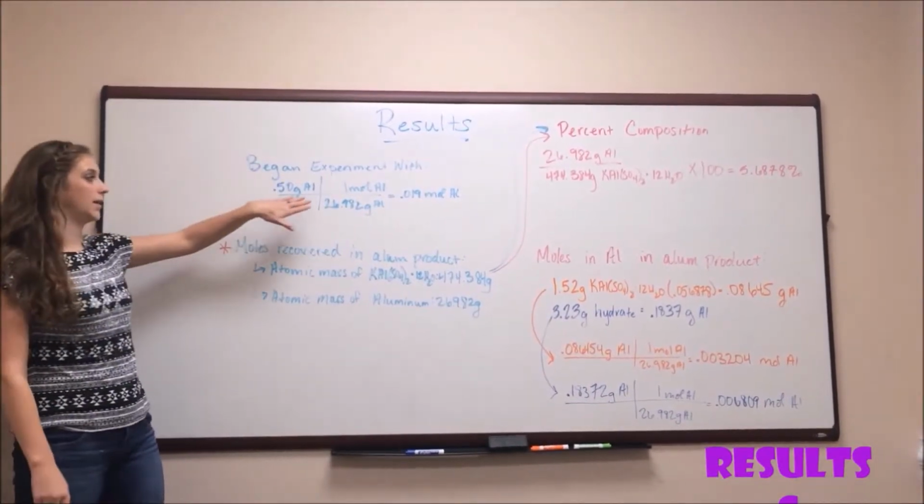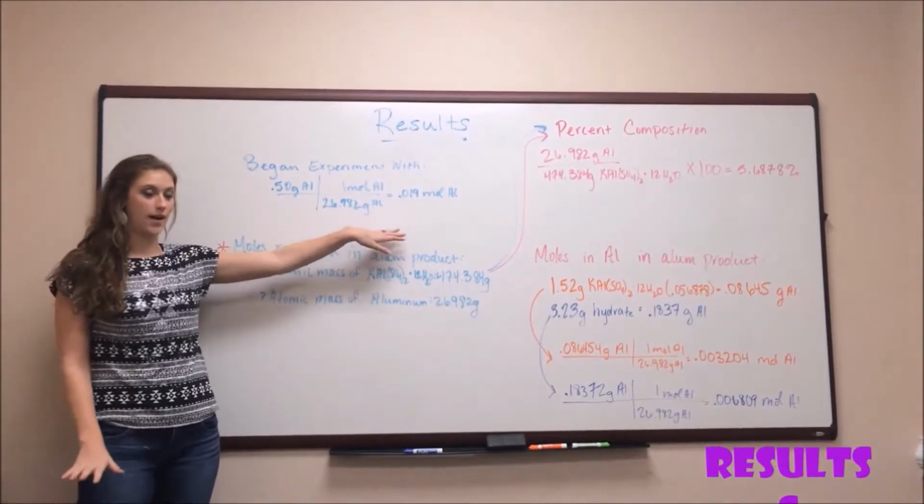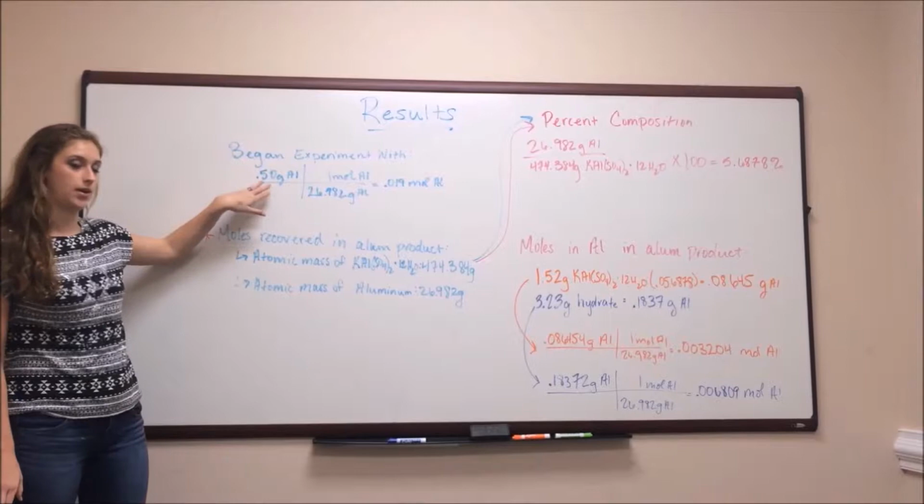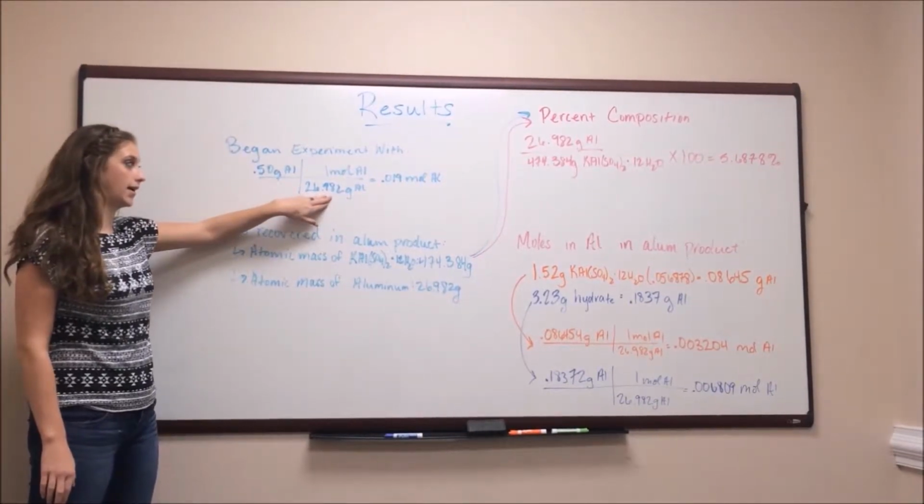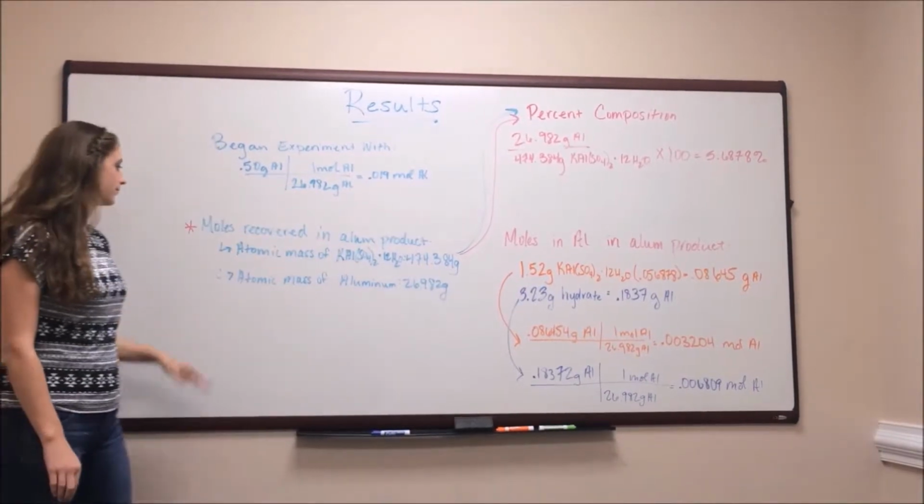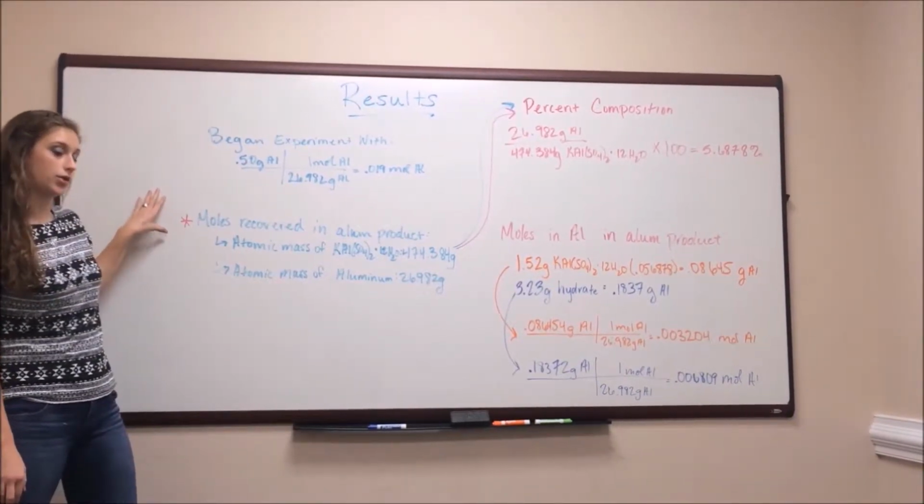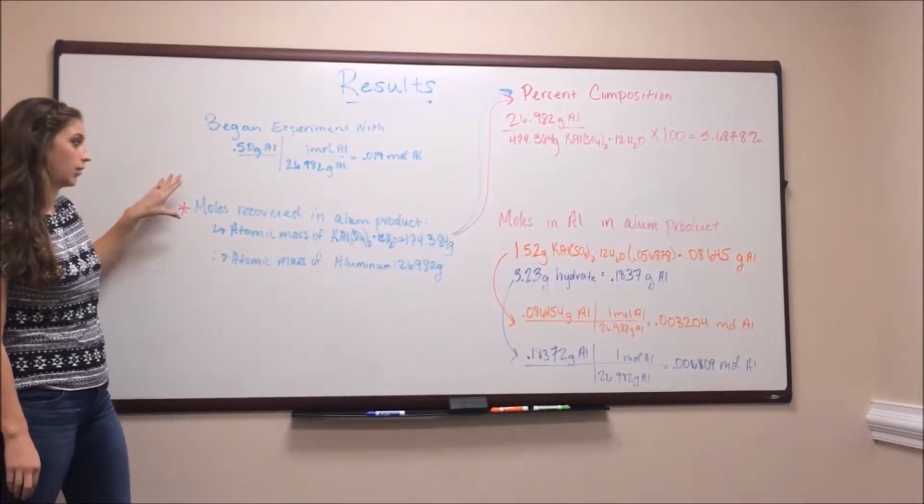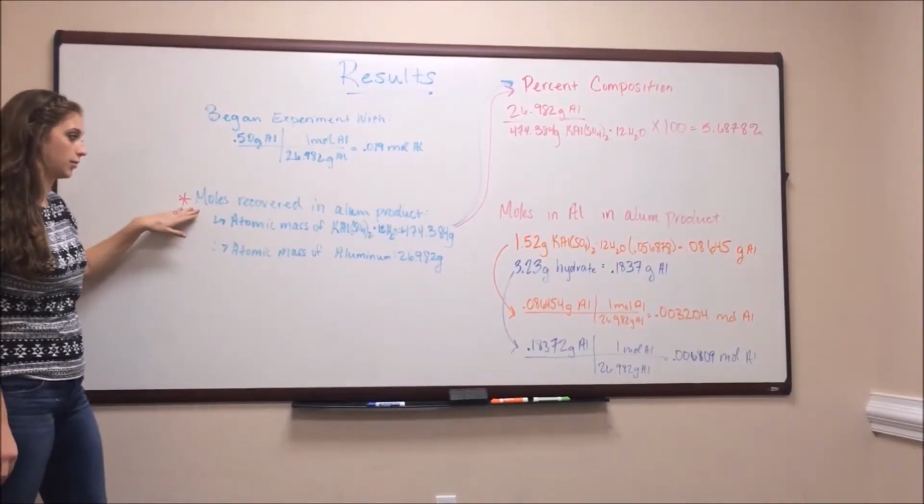To find the moles of aluminum that we started out with, we have to take our 0.5 grams of aluminum, divide by the molar mass of aluminum, and that gives us 0.019 moles of aluminum. Now, in order to find the moles of aluminum in the aluminum product.